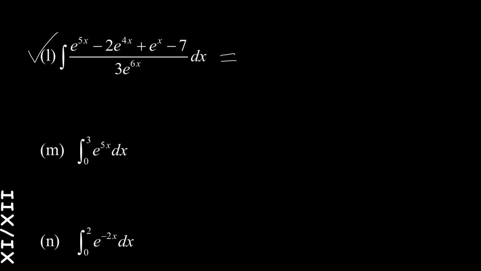We have to separate everything, so we divide it by 3 to the power 6x. First, the first term we can write here as 1 by 3, because 3 is the coefficient given, then e to the power 5x minus 6x, which is negative x. Then another one, minus 2 by 3 e to the power 4x minus 6x, which is minus 2x. Then again plus 1 by 3 e to the power x minus 6x, which is e to the power minus 5x. Then minus 7 by 3, because there is a constant 3 given below, e to the power minus 6x.